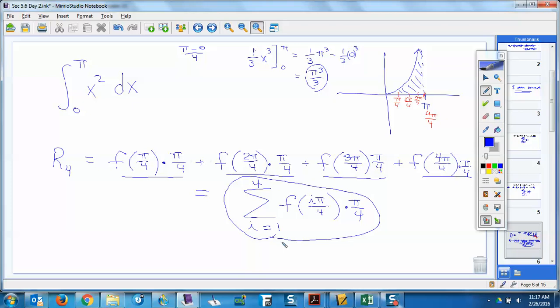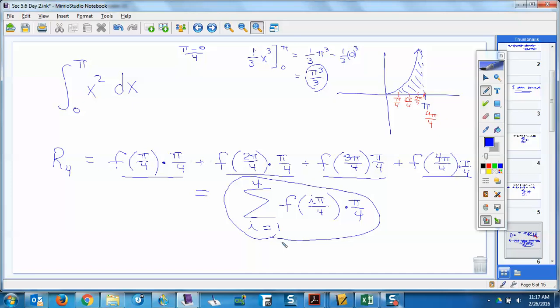If we'd have done left rectangles, what would have been our first height? 0. And then 1 pi over 4, 2 pi over 4, and 3 pi over 4. So in here we'd have had 0 pi over 4, 1 pi over 4, 2 pi over 4, and 3 pi over 4. All of this could have stayed the same, and we could have just gone from 0 to 3.